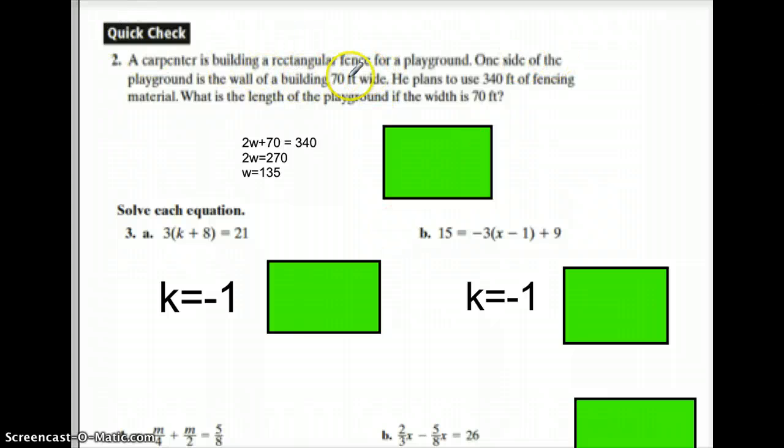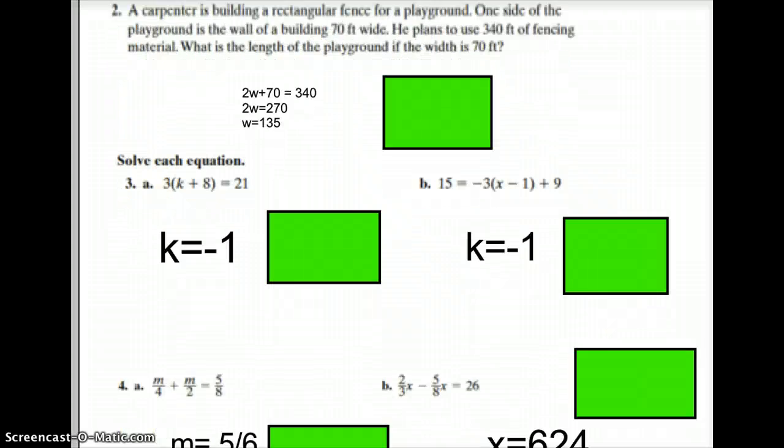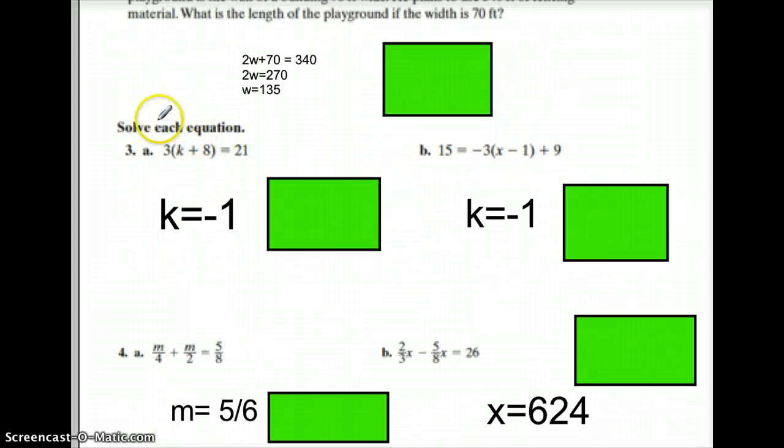Here, with our carpenter building a rectangular fence around the playground, we have 2w plus 70. Again, the playground is using a wall of the building. If we have 340 feet of fencing, we can then have a maximum width of 135. Quick check 3 here. Don't forget to distribute. Watch your signs. As you can see here, we get a negative in our answer. And then over here we also get a -1 for our answer as well for K.